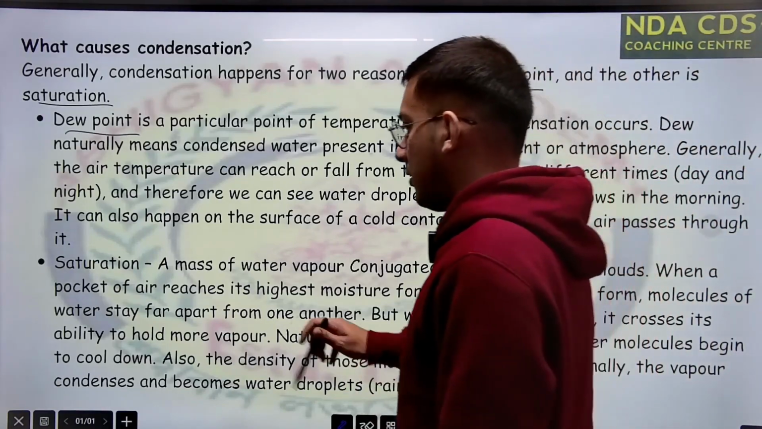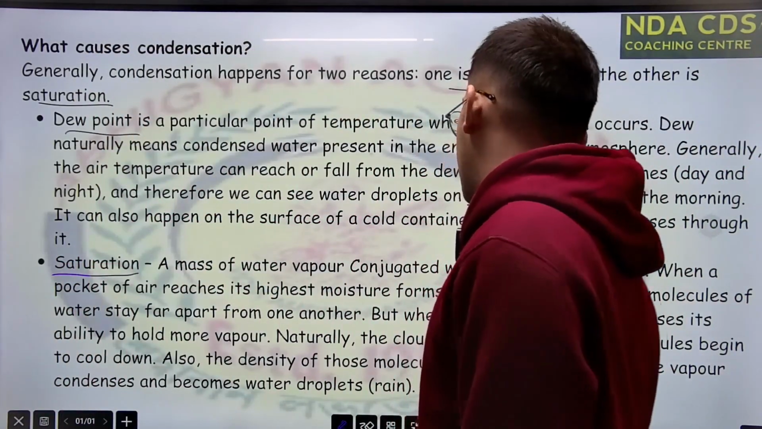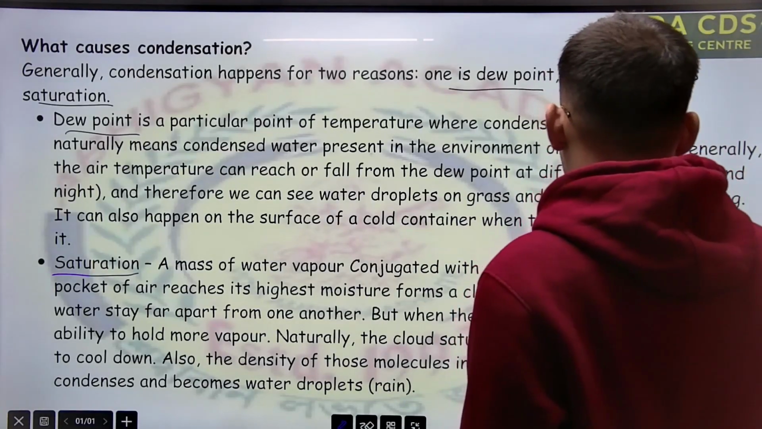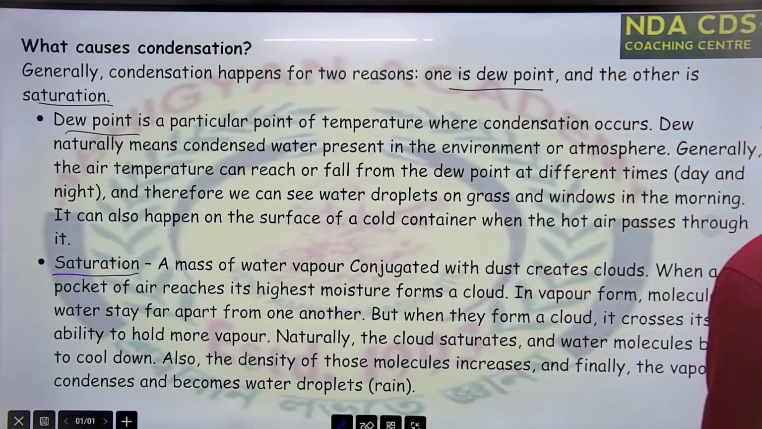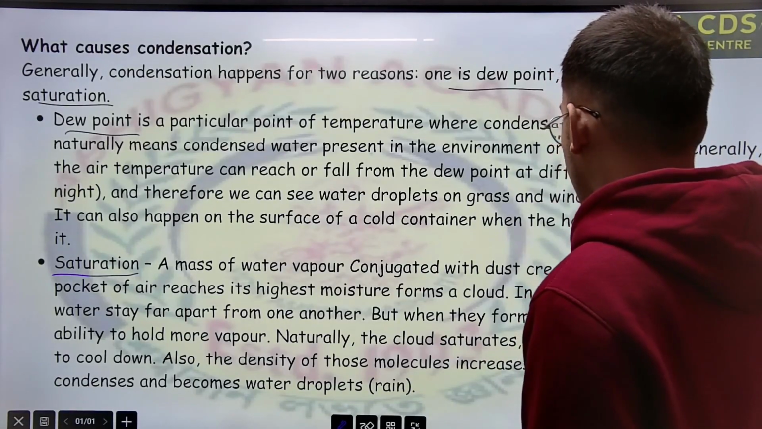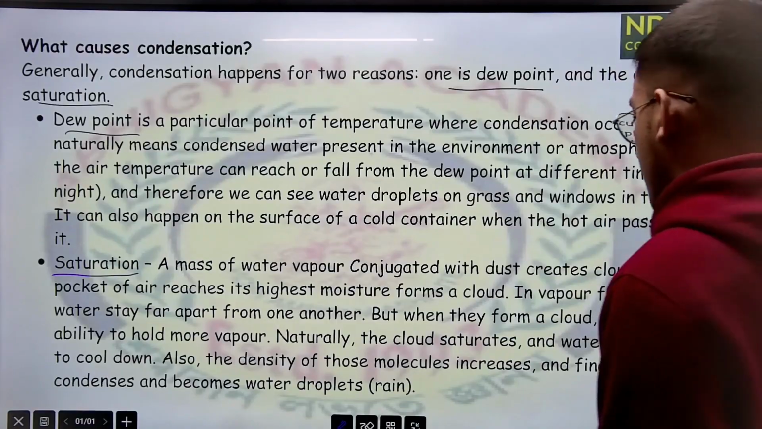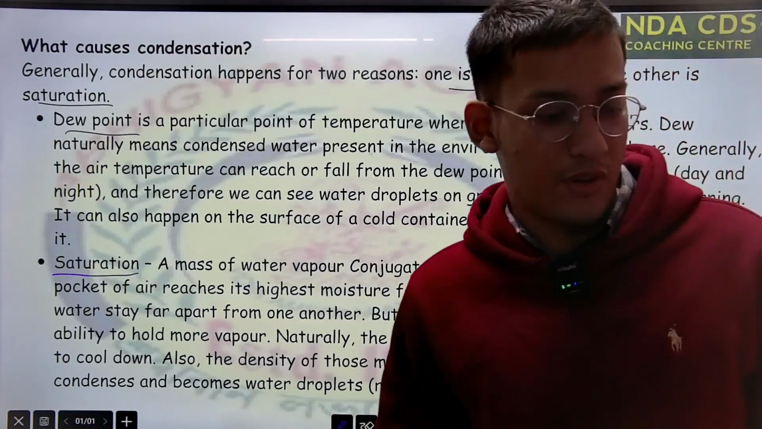Then we have saturation. A mass of water vapor conjugated with dust creates clouds. When a pocket of air reaches its highest moisture, it forms a cloud. In vapor form, molecules of water stay far apart from one another, but when they form a cloud, it crosses its ability to hold more vapor. Naturally, the cloud saturates and water molecules begin to cool. Also, the density of those molecules increases and finally the vapor condenses and becomes water droplets, that is rain.